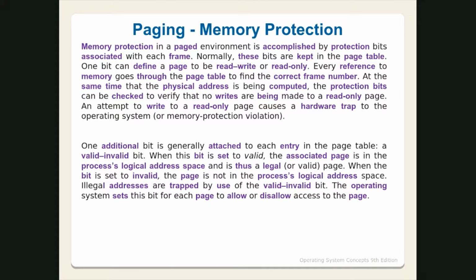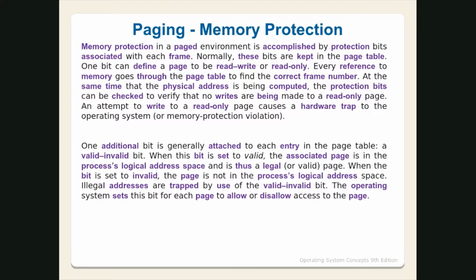Can you get the idea? So the read only page here causes a hardware trap to the operating system because it's violating the privilege. This is the purpose of the protection bit. Another additional bit is also associated with the page table. One more bit is going to be added. What is that bit called? It is called the valid invalid bit.